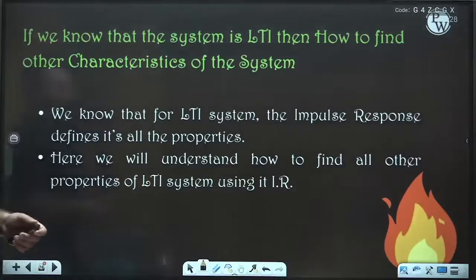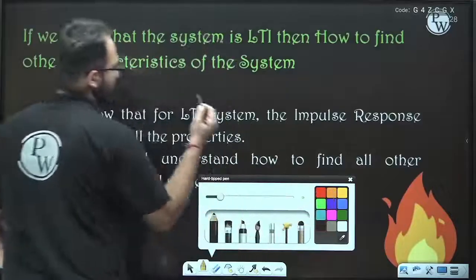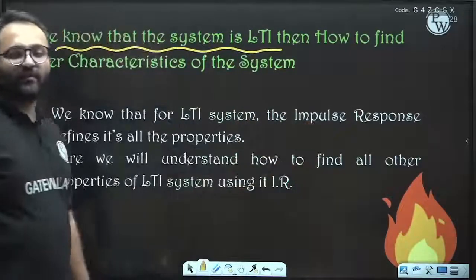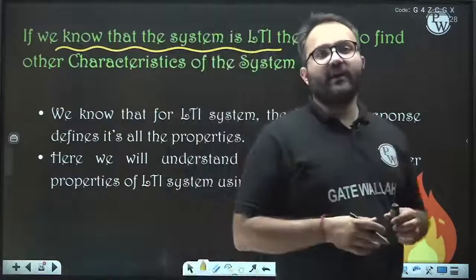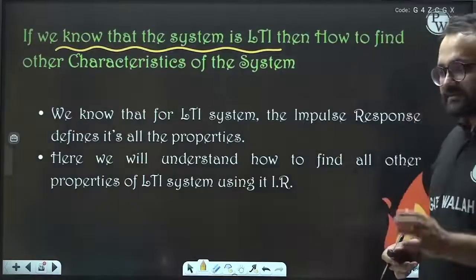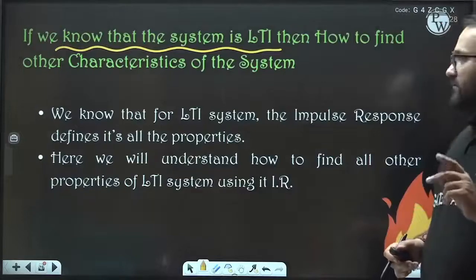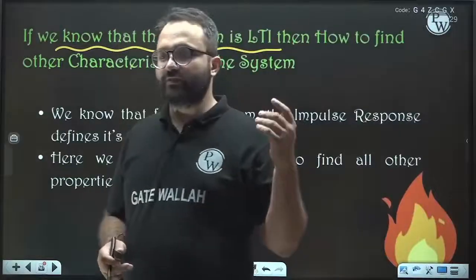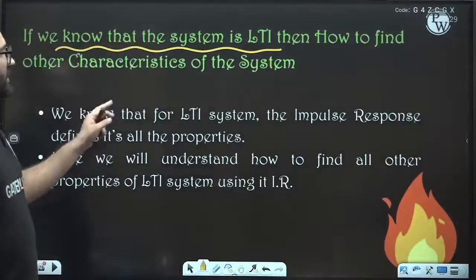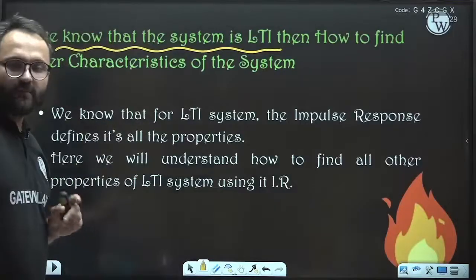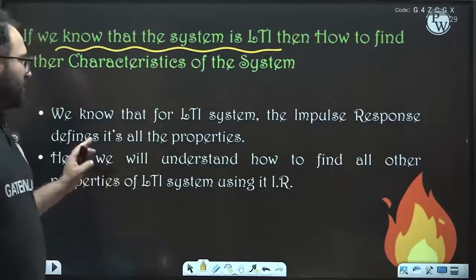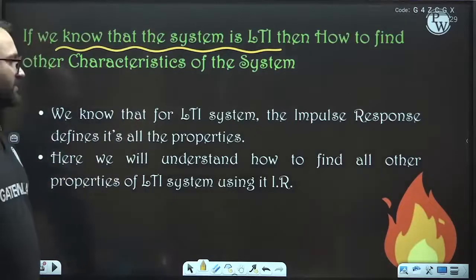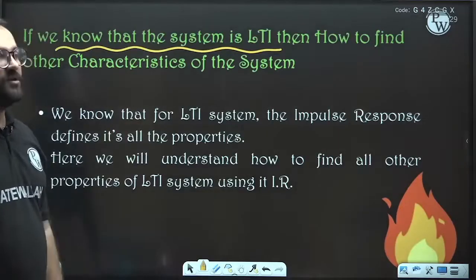Great. Now let's move on to the last part of the chapter. The impulse response is given to us. We know the impulse response of the LTI system. From the impulse response, we have to find out whether the system is causal, non-causal, or stable. So we have to find out the stability and causality of the system. This is the type of problem that is asked. We know that for an LTI system, the impulse response defines all its properties. So here we will understand how to find out all the other properties of LTI systems using the impulse response, starting with causality.